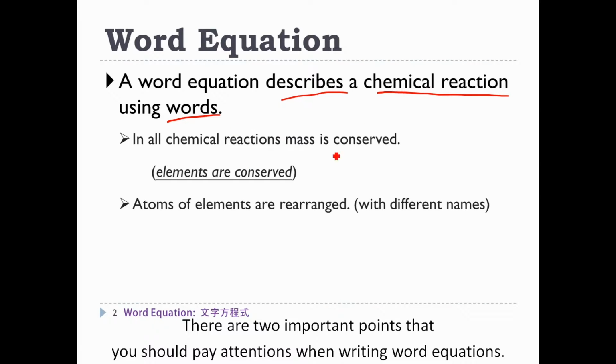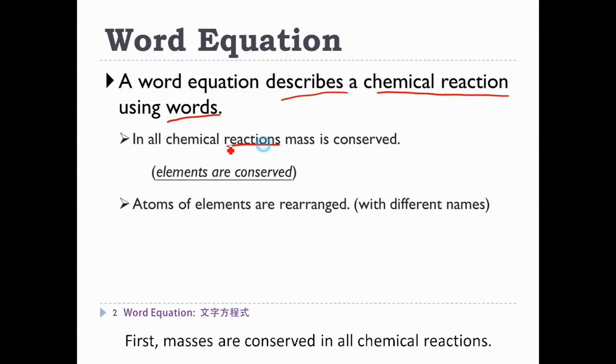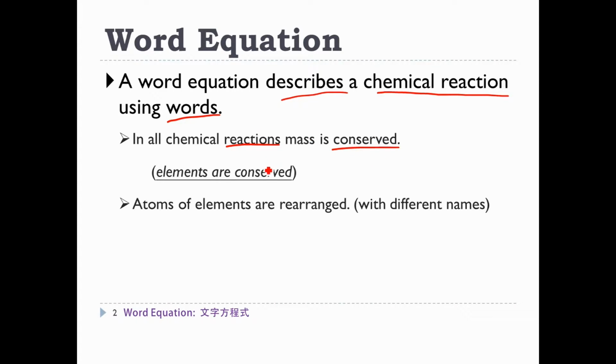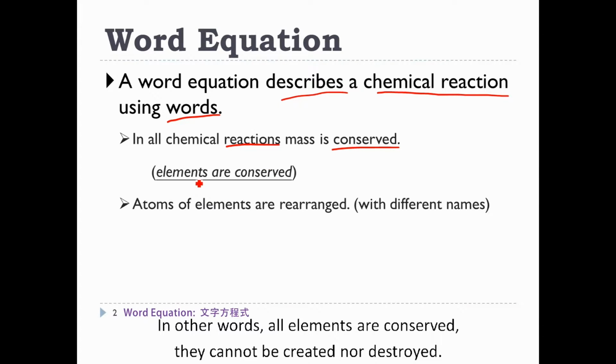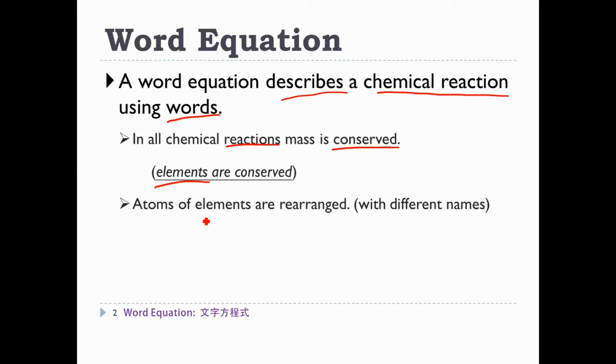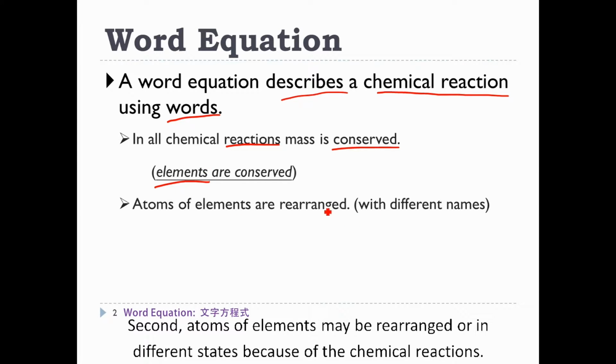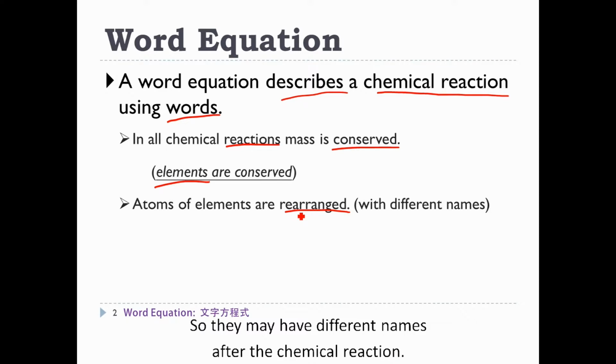A word equation describes a chemical reaction using words. There are two important points that you should pay attention to when writing word equations. First, masses are conserved in all chemical reactions. In other words, all elements are conserved, they cannot be created nor destroyed. Second, atoms of elements may be rearranged or in different states because of the chemical reactions. So they may have different names after the chemical reaction.